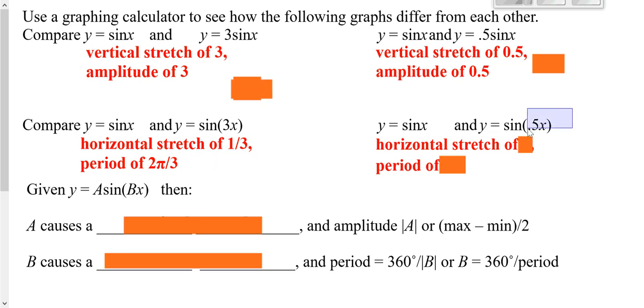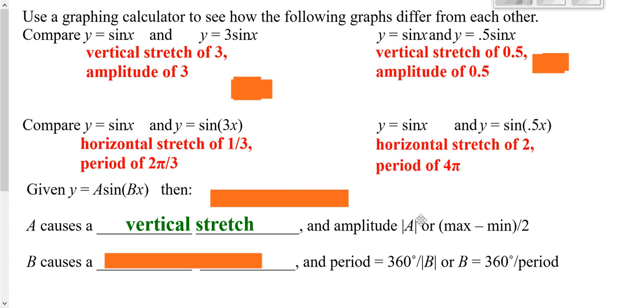If you put a 1/2 in front and graph that, you'll have a horizontal stretch that's twice as much. So your period, instead of being 360 or 2 pi, would be double that. So in general, if you put a number in front, it does a vertical stretch, which affects your amplitude. Your amplitude's always positive, so it's absolute value. Because if this was a negative in front, it would have the same amplitude, but it would flip your graph upside down.